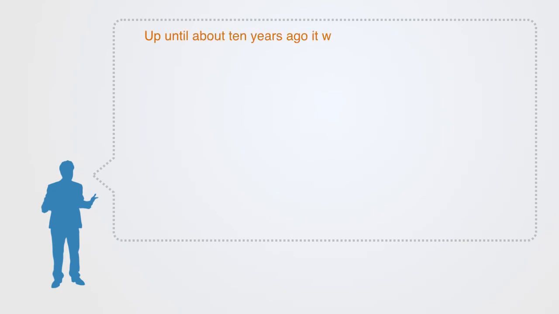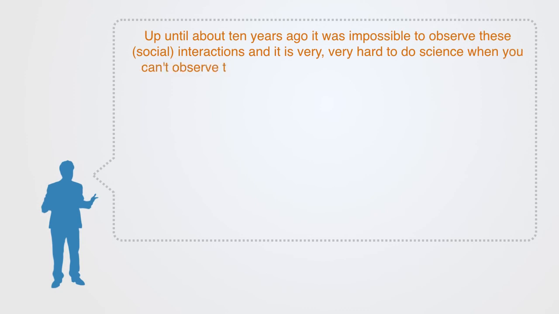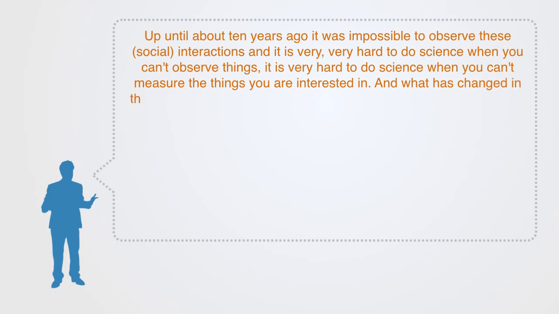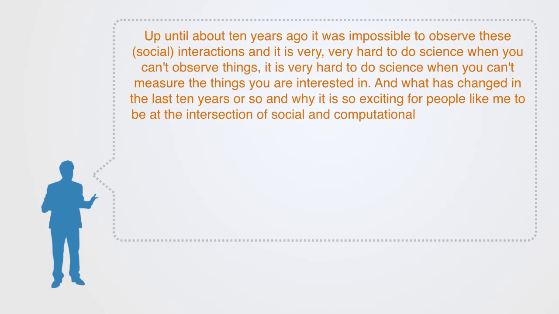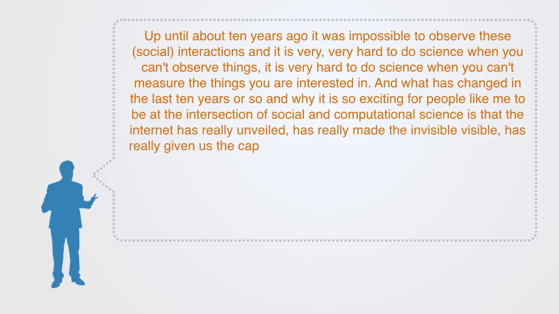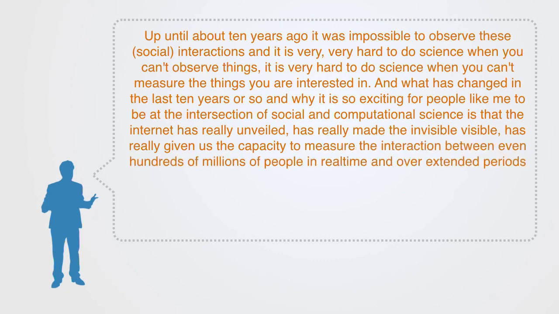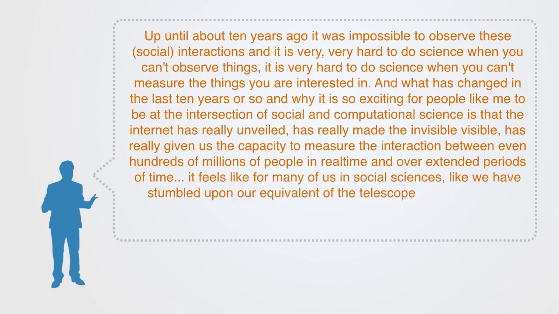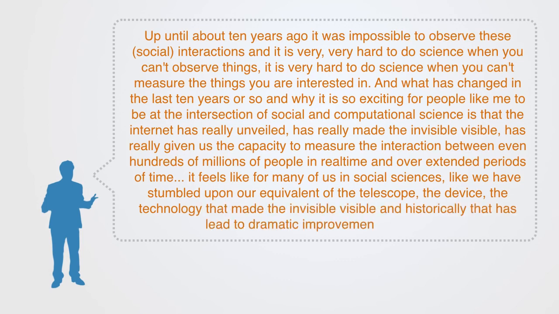about 10 years ago, it was impossible to observe these social interactions. And it is very, very hard to do science when you can't observe things. It is very hard to do science when you can't measure the things you're interested in. And what has changed in the past 10 years or so, and why it is so exciting for people like me to be at the intersection of social and computational science, is that the internet has really unveiled, has really made the invisible visible, has really given us the capacity to measure the interactions between hundreds of millions of people in real time and over extended periods of time.